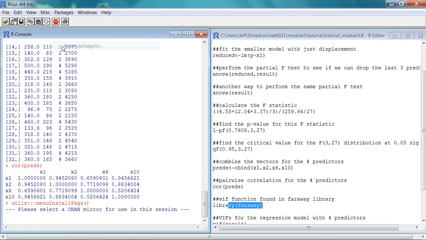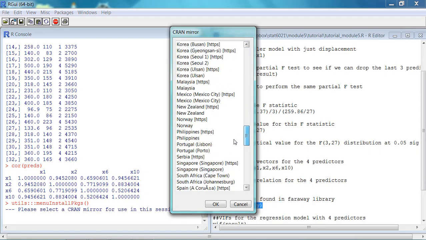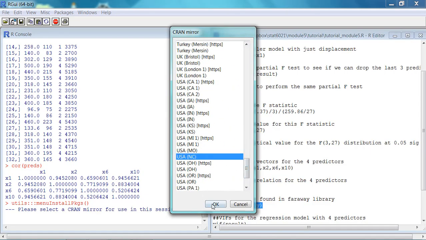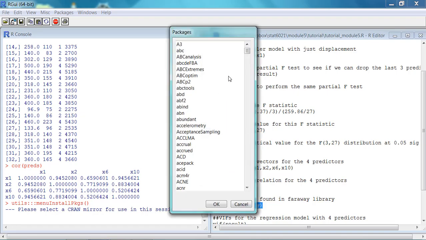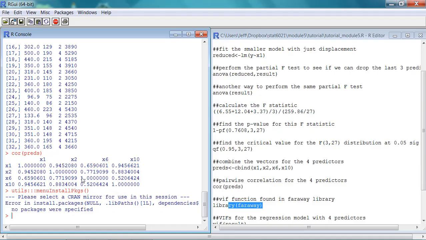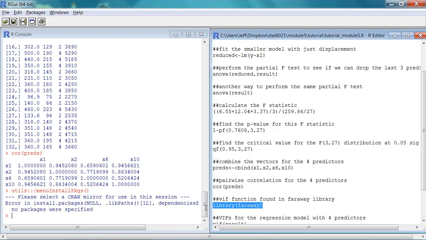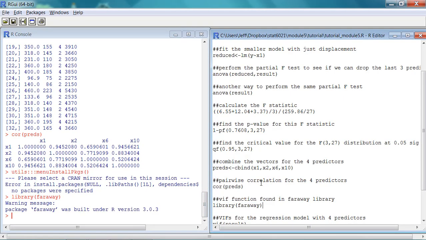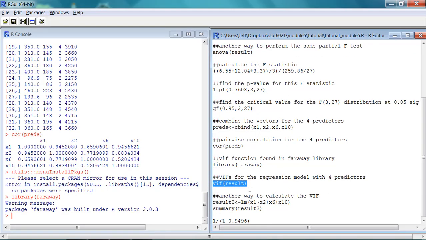Just as a quick reminder, go to install a package, and choose the mirror that's closest to you. So choose the one in North Carolina, and then you can just scroll. It's going to be listed in alphabetical order. There are a lot of packages out there that people have already written up. We're looking for Faraway. Then click on OK. I'm not going to click on OK since I already have it installed. After you install it, to load a package, we type in library and then the name of the package. And to use the VIF, you just use VIF and put in the linear model inside that function.